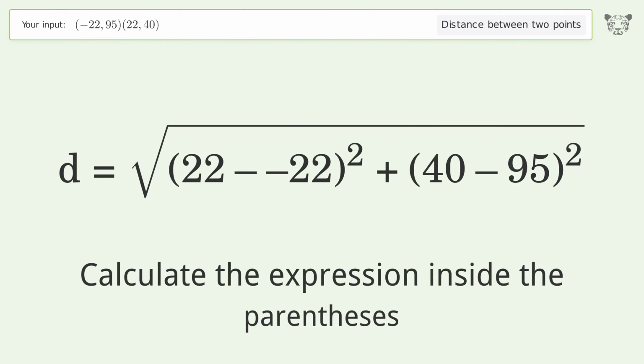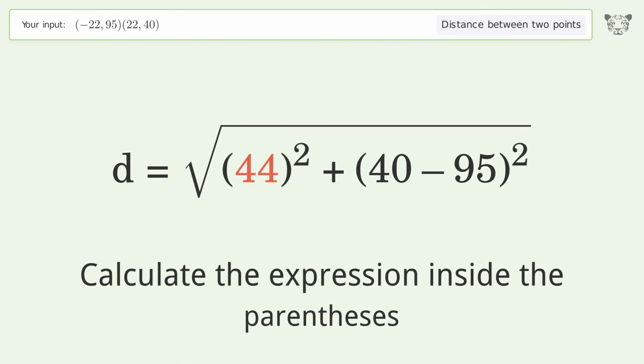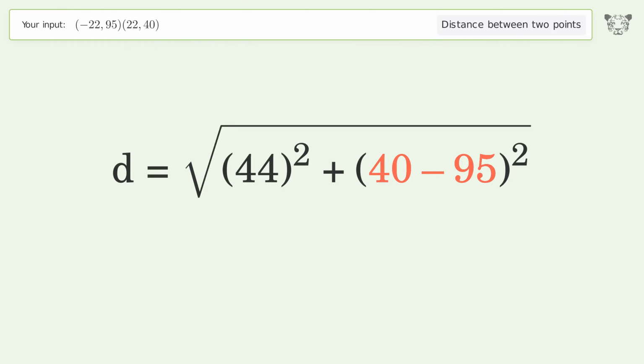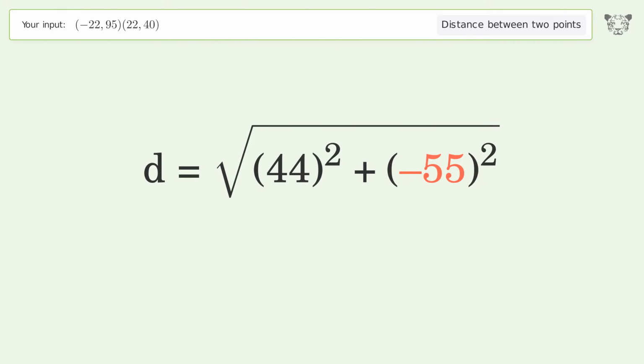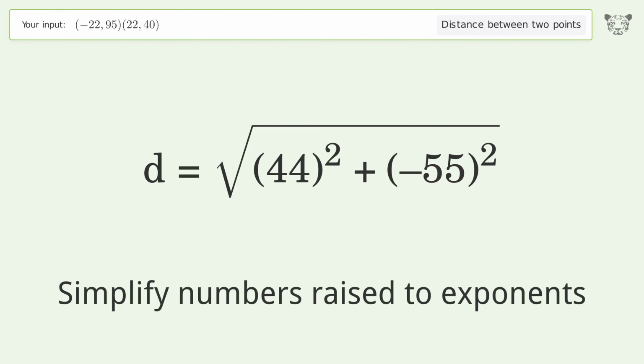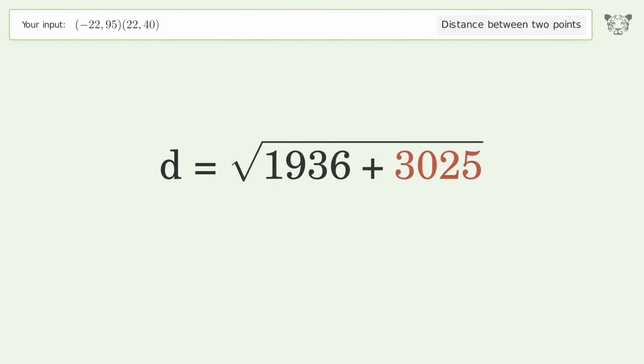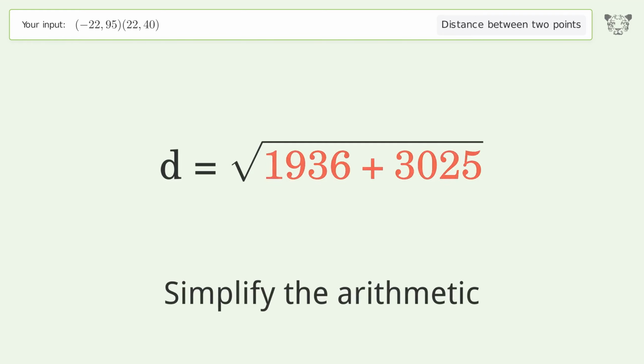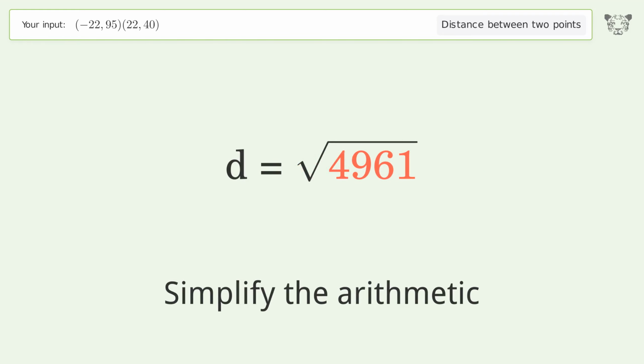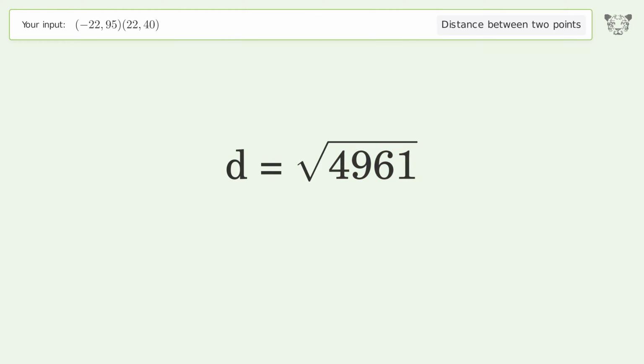Calculate the expression inside the parentheses. Simplify numbers raised to exponents. Simplify the arithmetic. And so the distance between the 2 points is the square root of 4,961, or 70.434.